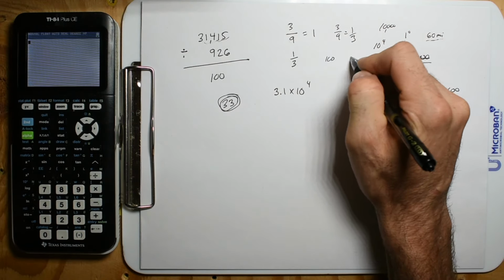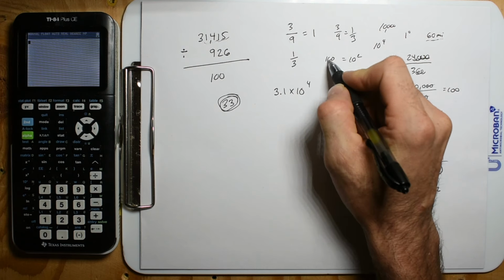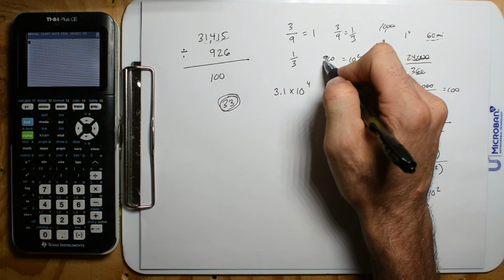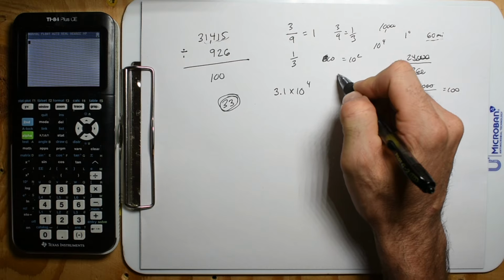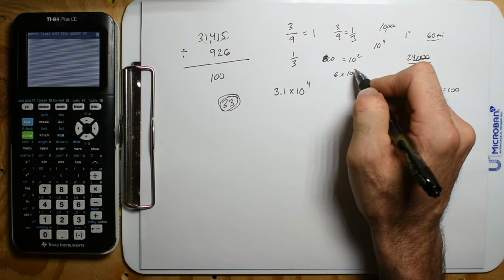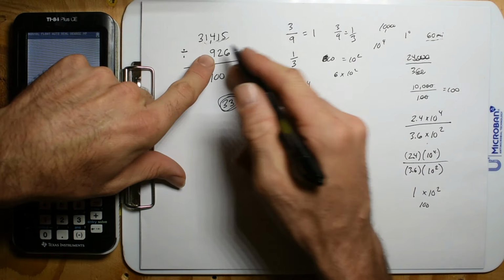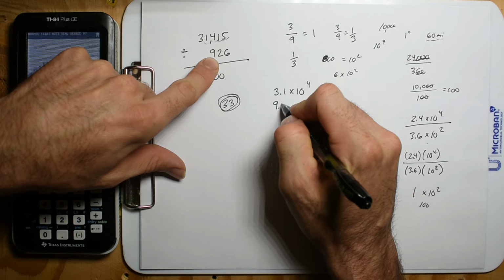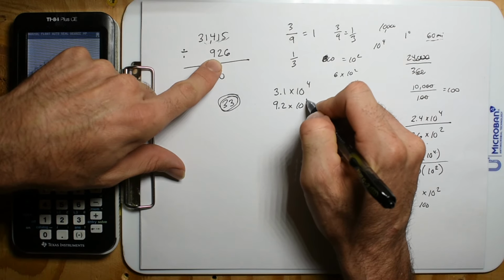Because 100 is 10 to the 2. It doesn't matter if it's 9 or 800 or 600. It's 6 times 10 to the 2. You know what I mean? So you can get faster at that with scientific notation, but 9.2 times 10 to the 2.